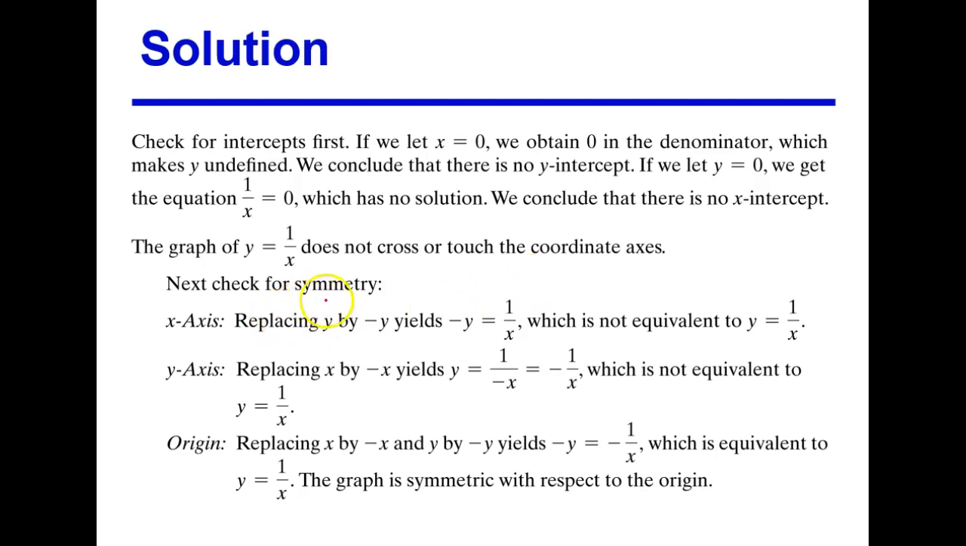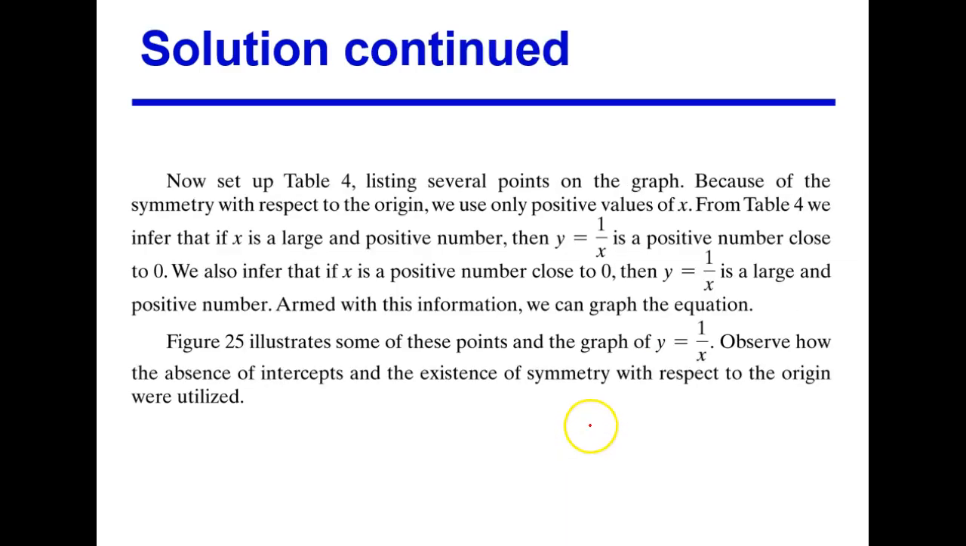Okay, so now I can check for symmetry by replacing my y's and my x's by negatives and seeing where it's symmetric. So I see that it is not symmetric over the x-axis, it is not symmetric over the y-axis, but it is symmetric over the origin.